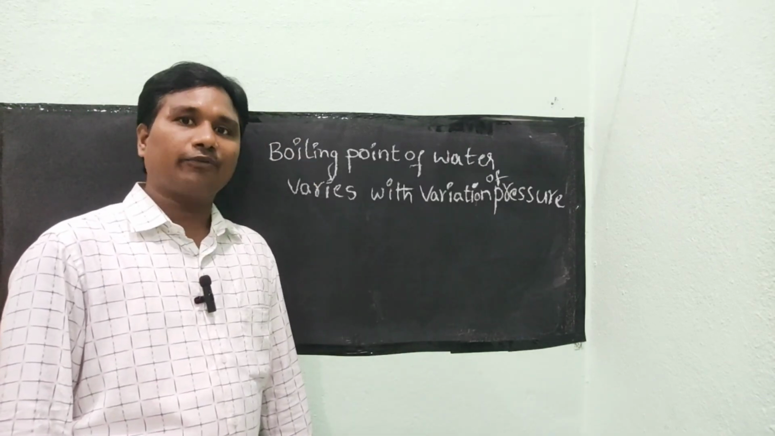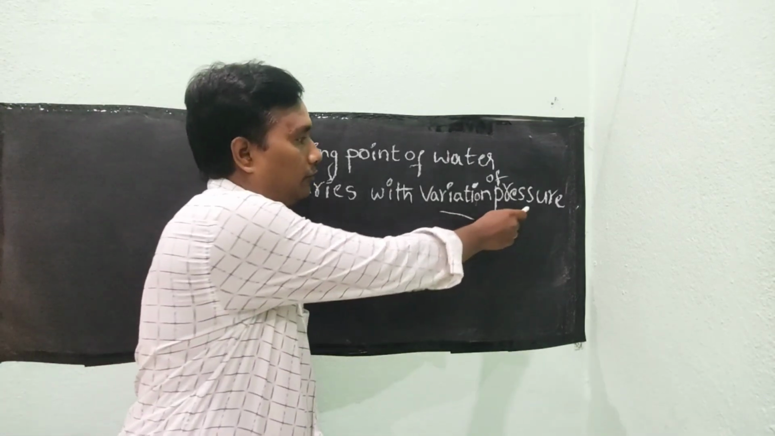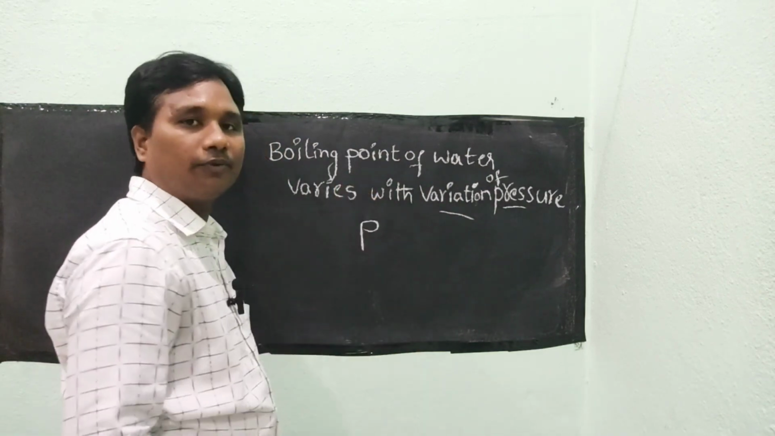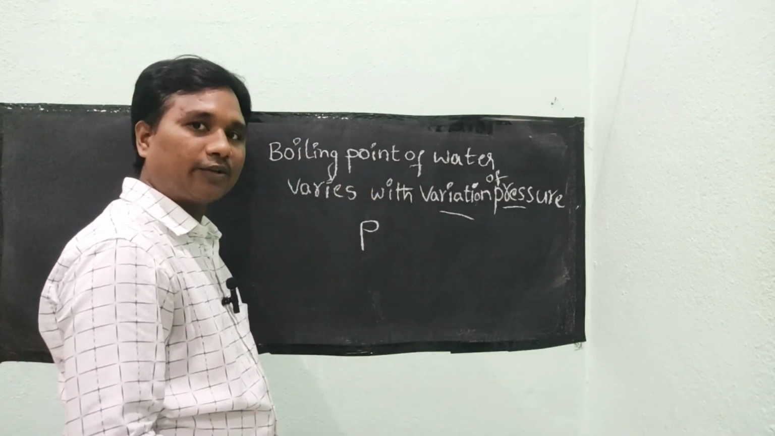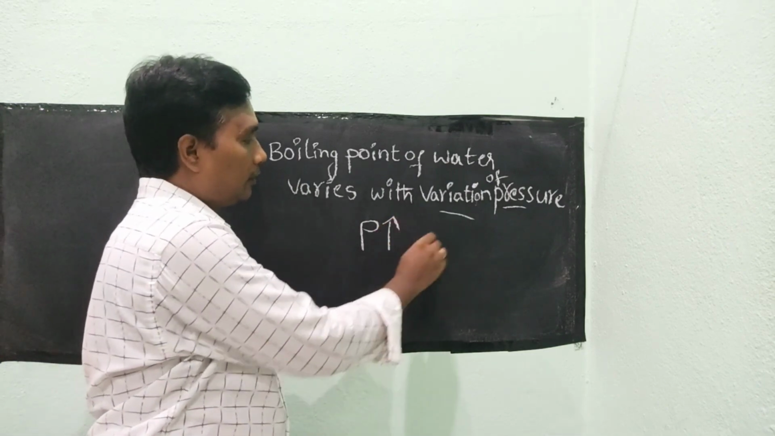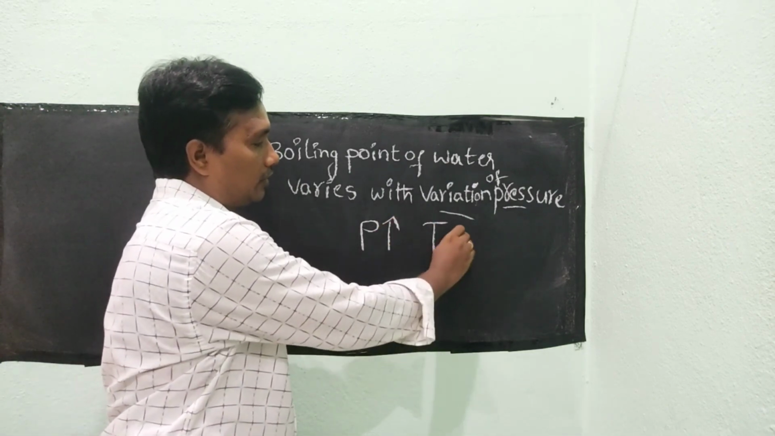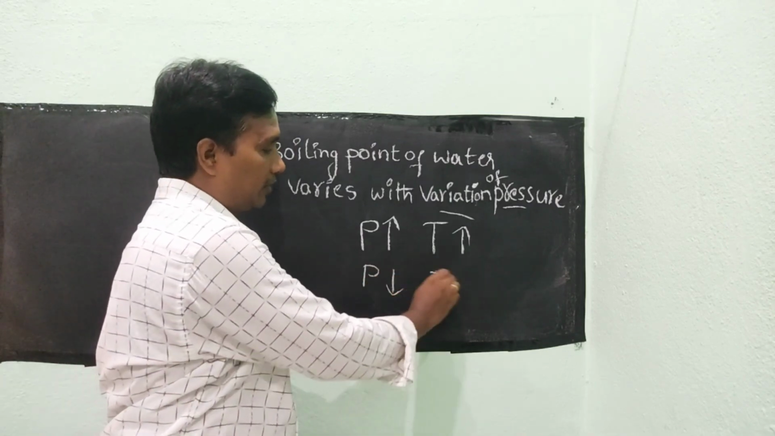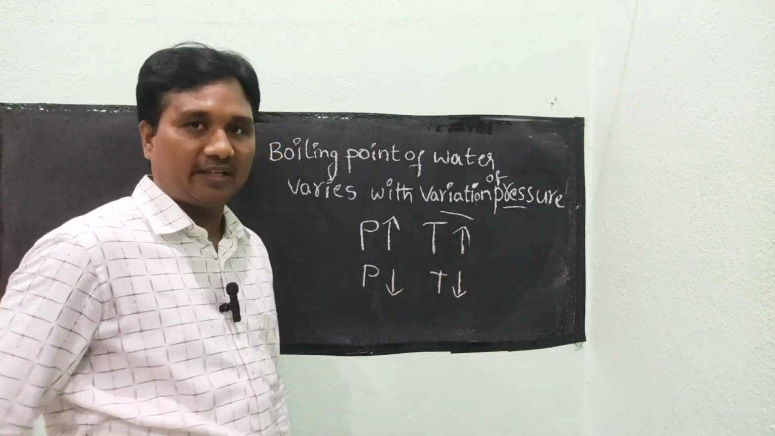Boiling point of water varies with variation of pressure. Boiling point of water will vary according to pressure. If pressure increases, boiling temperature also increases. If pressure decreases, boiling temperature of water also decreases.